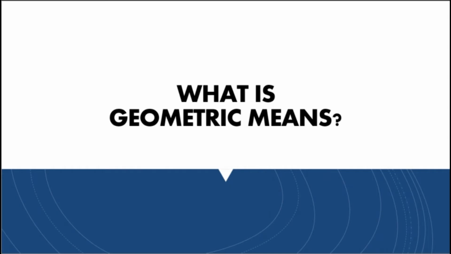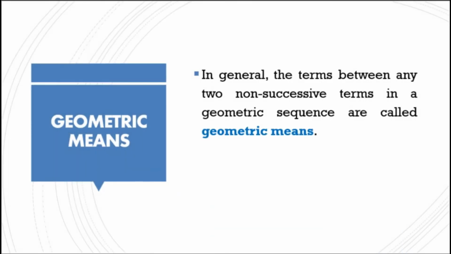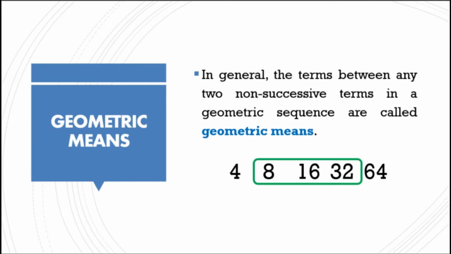So, what do we mean by geometric means? When we say geometric means, these are the terms between any two non-successive terms in a geometric sequence. For instance, if we have the geometric sequence 4, 8, 16, 32, and 64, the terms between 4 and 64, which are 8, 16, and 32, are called geometric means.